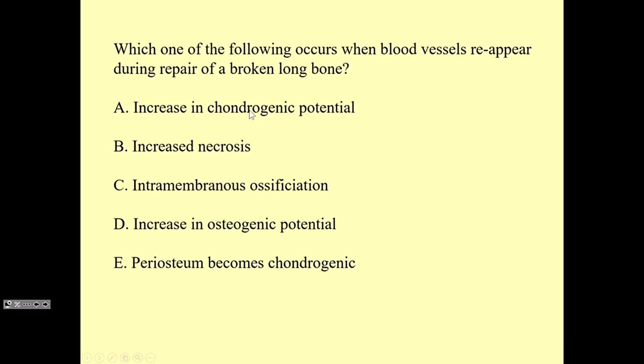Is it increase in chondrogenic potential? No, because that occurs before that. Increase necrosis? No. Intramembranous ossification? No. Increase in osteogenic potential? Yes. Periosteum becomes chondrogenic. Okay? So just think about that one. Think about the sequence of things that happen when you break a bone.